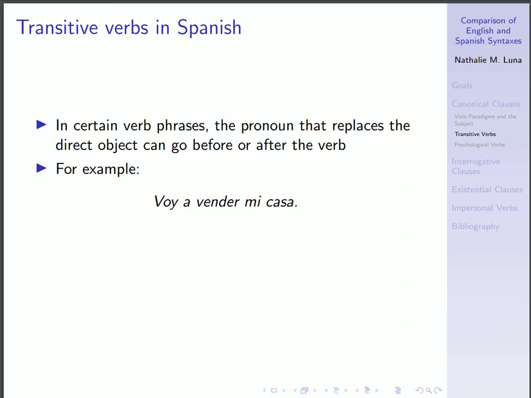So in this example, voy a vender mi casa. Voy a vender is the verb phrase. Mi casa is going to be the direct object, and it can be replaced with la, but it can go after the verb or before.